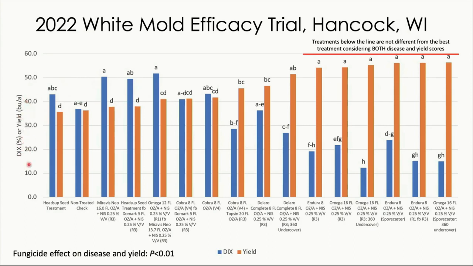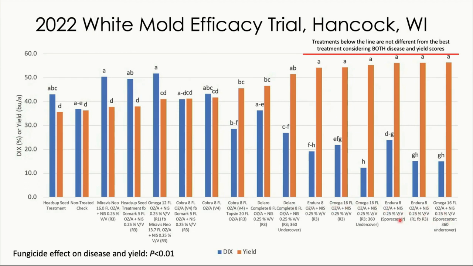On the vertical axis here, we have disease index score, which is percent disease essentially. And then we also have yield here. So in the blue are the disease index scores that we took at R6, so near full maturity. And then the orange here is the yield in bushels per acre. And then you can see the various programs here along the bottom axis.